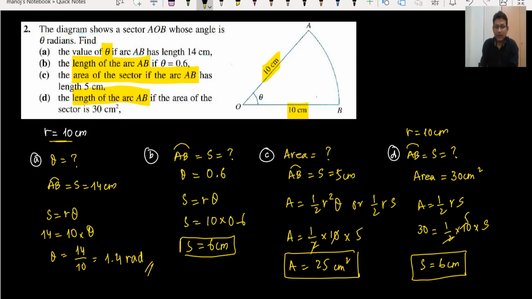So by this way, we have done the explanation of the circular measure and question number 1 and 2 of exercise 12.2. In the next video, I will definitely continue the circular measure with past paper questions.